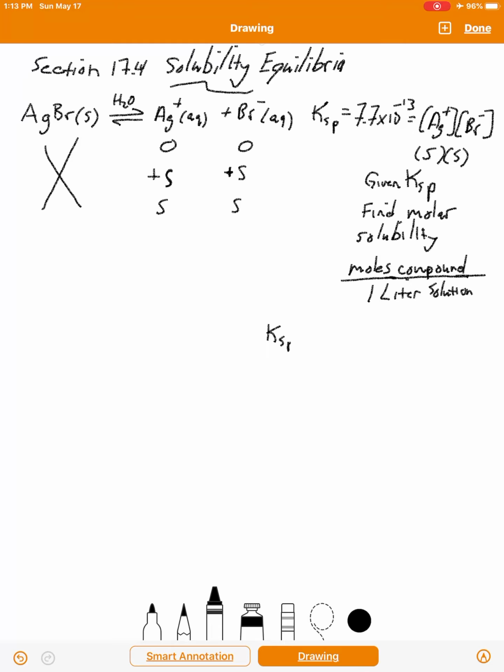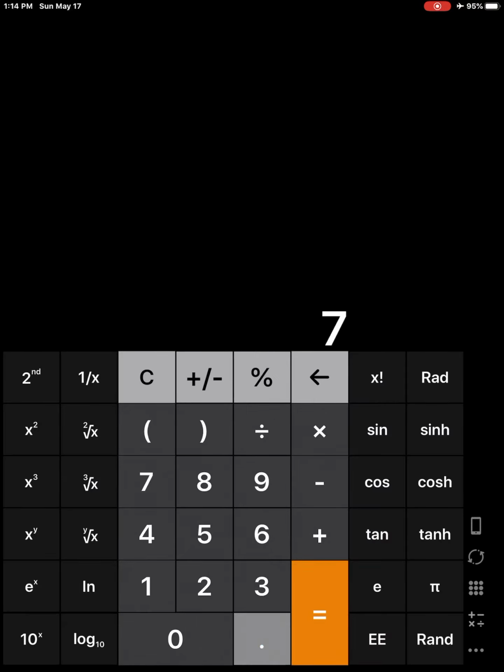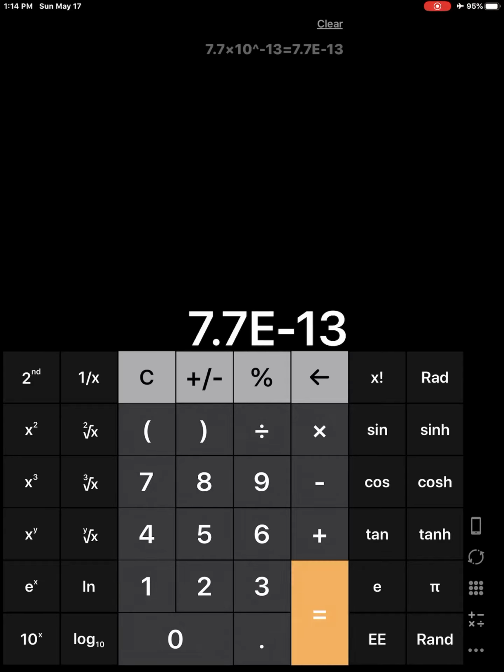which means that KSP is equal to S squared, right? And we already know what the value of KSP is. That's given. 7.7 times 10 to the negative 13. So the next step is just to find out what S is. So S is the square root of 7.7 times 10 to the minus 13. So I'm going to go ahead and calculate that. 7.7 times 10 to the minus 13. Take the square root of that. 8.77 times 10 to the minus 7.